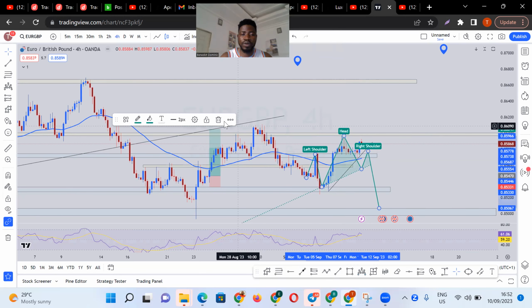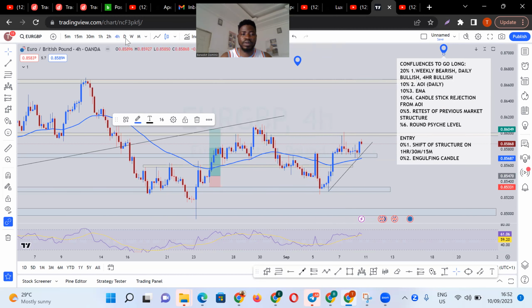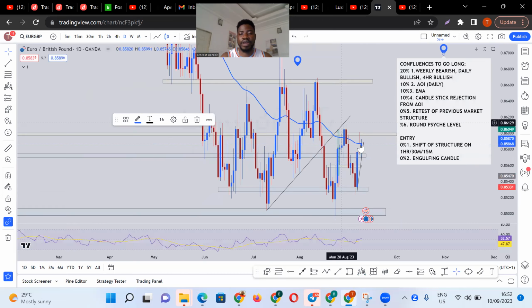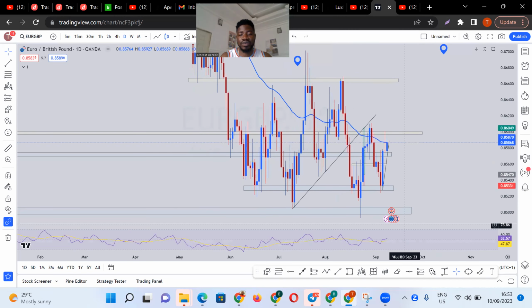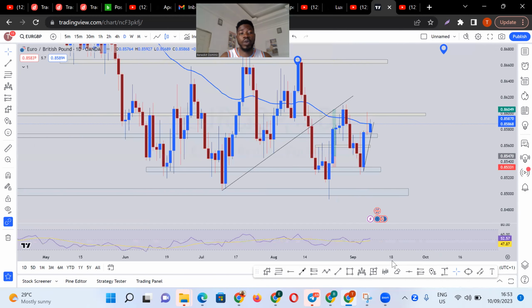Everything here is aligning well. On this daily, are we at AOI? Yes, daily AOI. We have EMA, we are touching EMA. Very valid trade. Previous structural level, no. Round psychological level, no. Rejection from the AOI, you can see the candlestick, clean rejection. So I'll be waiting to take a shot once the market is ready.